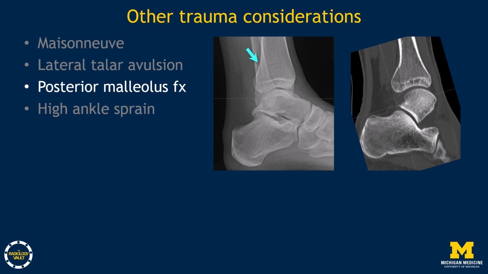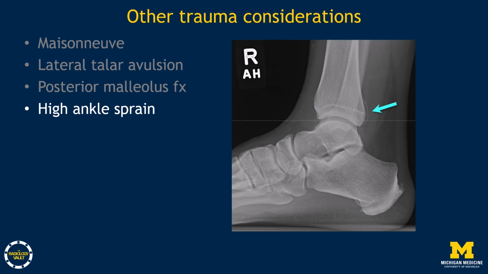Posterior malleolus fractures often occur in severe trauma and, if non-displaced, can be diabolically challenging to see on lateral radiographs. CT is always a good option when radiographs are equivocal and clinical suspicion is high.